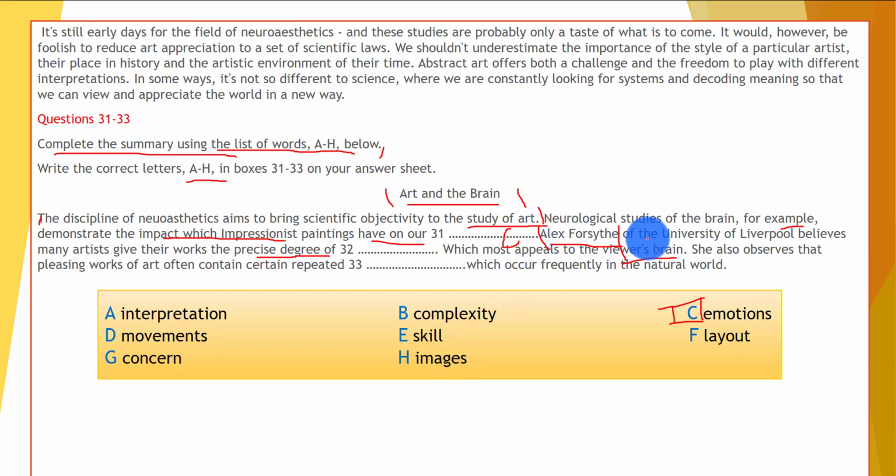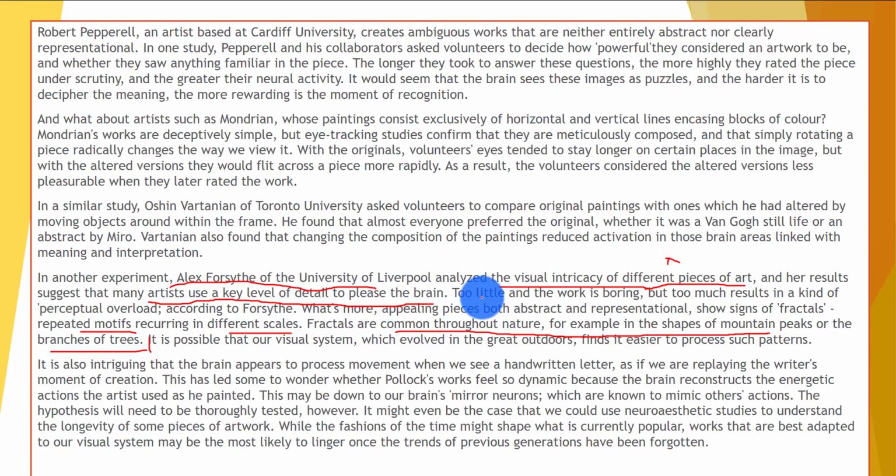Alex Fawcett of the University of Liverpool believes many artists give their works the precise degree of something which most appeals to viewers' brain. Okay, precise degree of something. Now let's go back to our paragraph. Alex Fawcett of the University of Liverpool analyzed the visual intricacy of different pieces of art, and her results suggest that many artists use a key level of detail to please the brain. Okay, key level of detail.